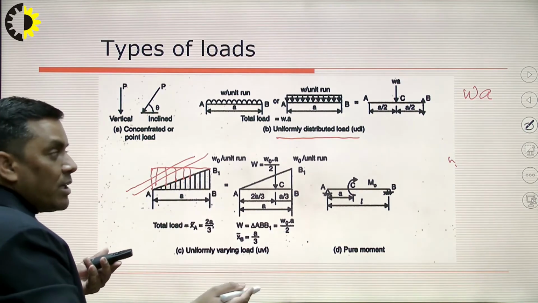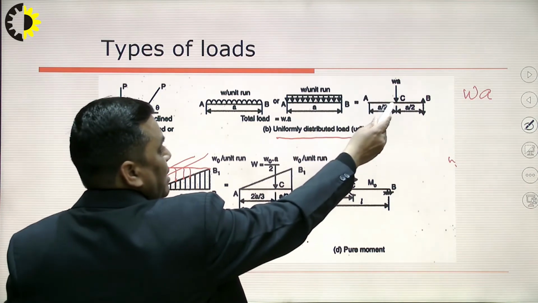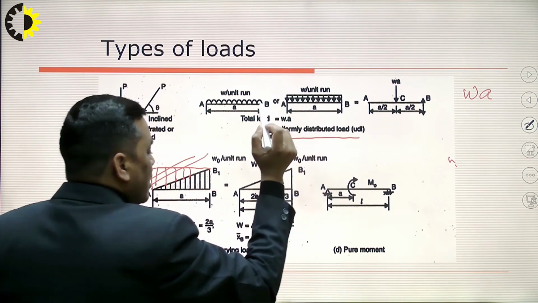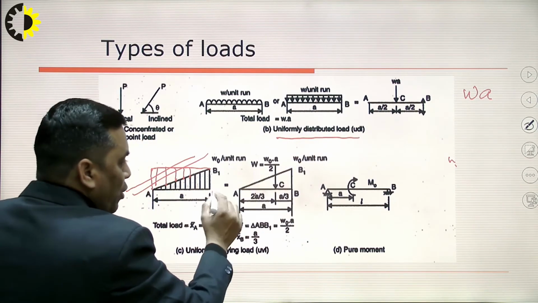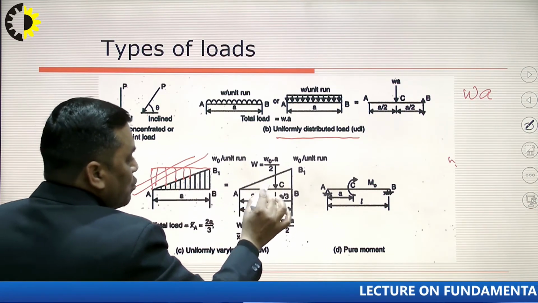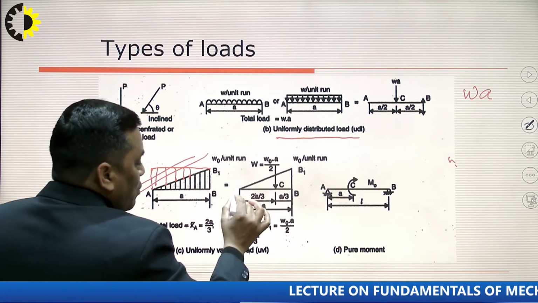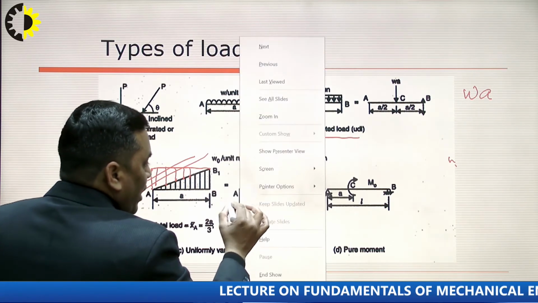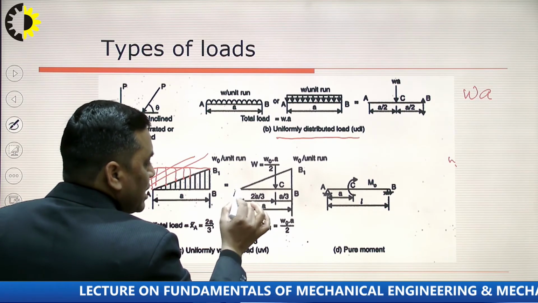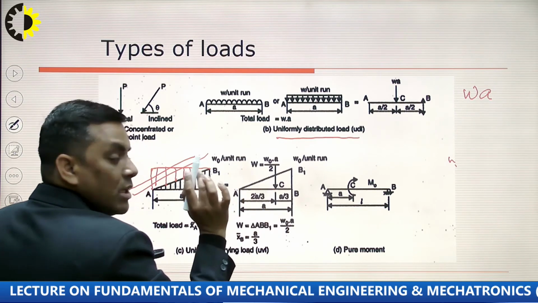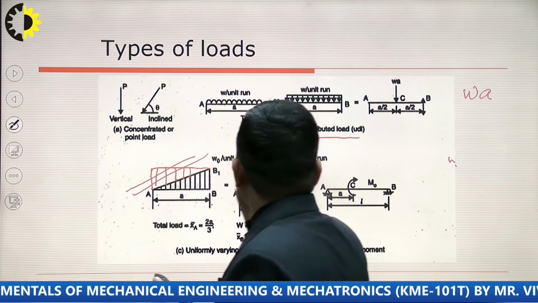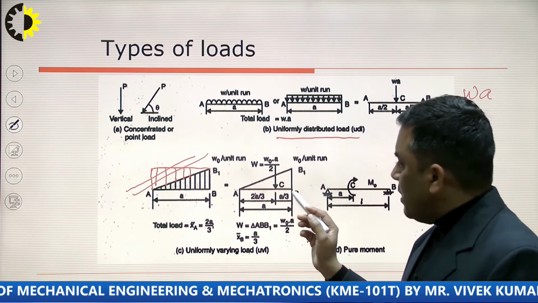And where will it be effective? As in the earlier case it was at the centroid or CG of the rectangle, here also it will be at the centroid of this triangle, because a triangular representation is there. The centroid for a triangle is at 2A by 3 distance from the start point. So I hope it is clear how to deal with point load, UDL and uniformly varying load.